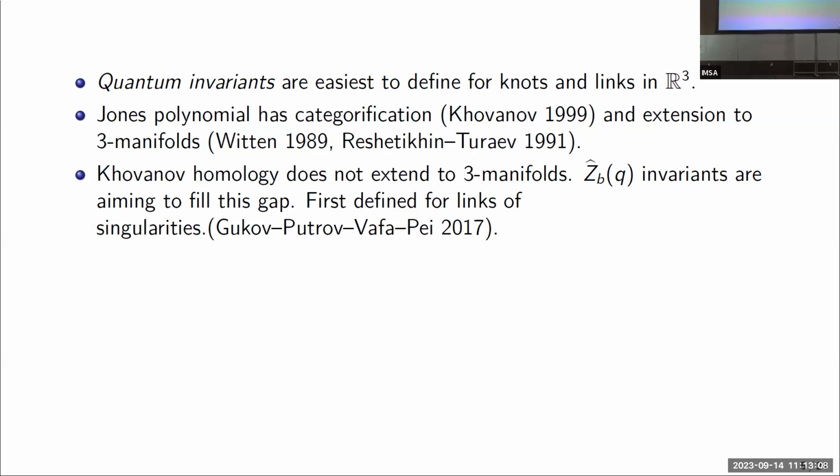So one is the categorification of Khovanov. So there is this Khovanov homology, and then also there is this famous extension by first Witten using Chern-Simons gauge theory, and then made mathematically rigorous by Reshetikhin and Turaev in 1991. So those are the Witten-Reshetikhin-Turaev invariants and Khovanov homology, two different extensions. So Khovanov homology famously doesn't extend to three manifolds. There are some physics proposals by Witten, but we still don't have the definition.